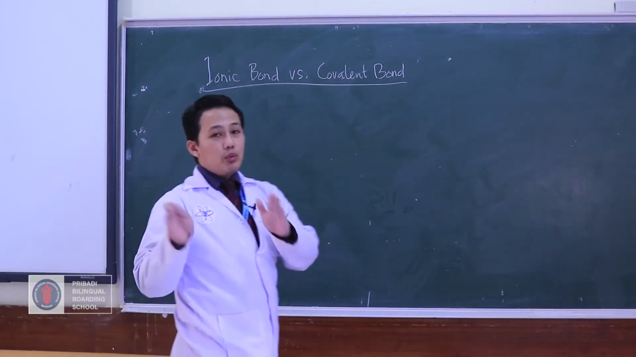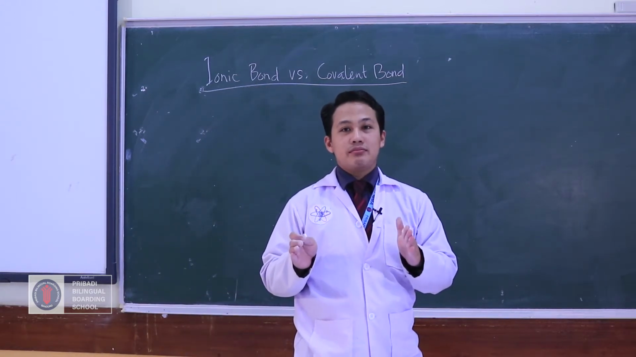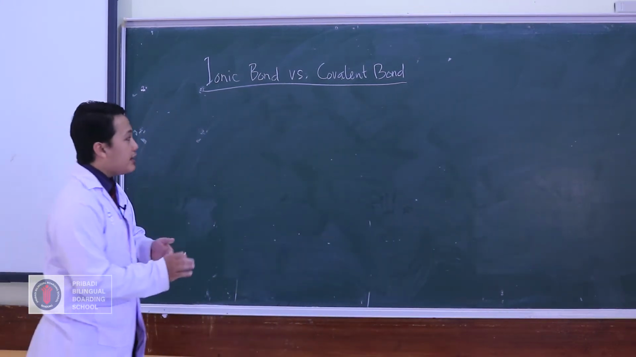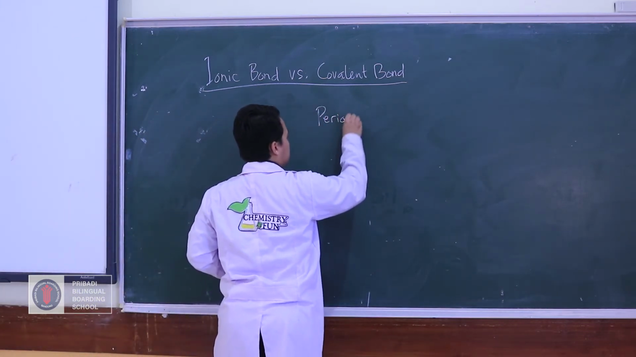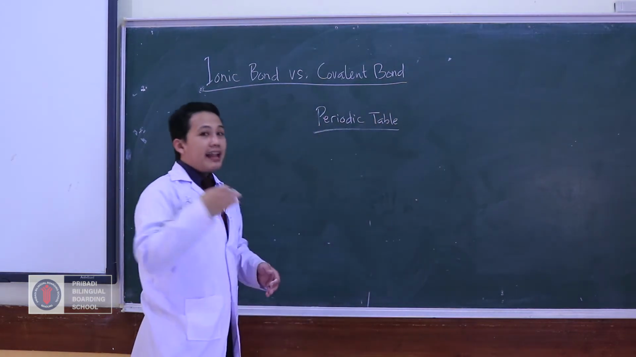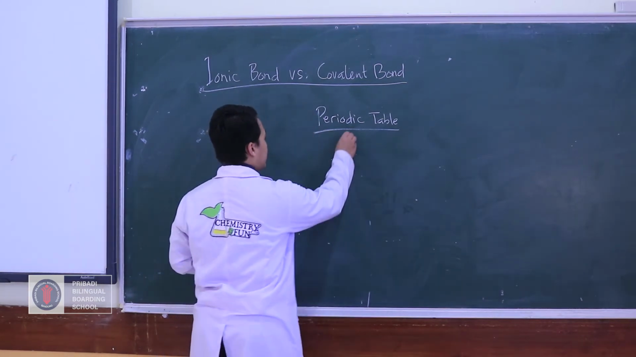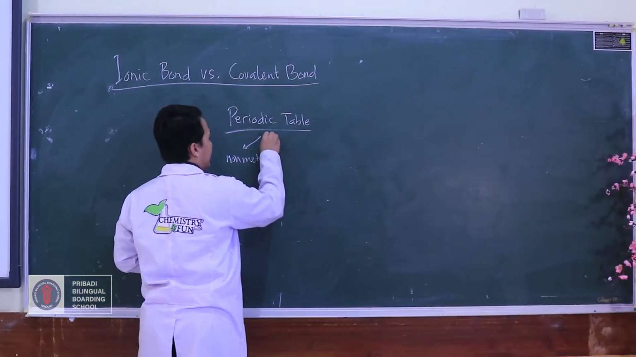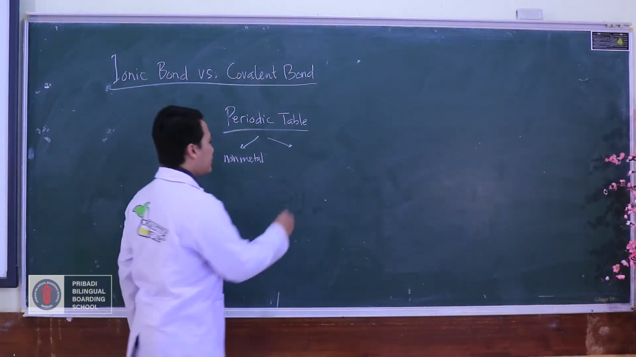We know that between atoms or between elements, they will have a kind of interaction. Okay, so that interaction is called a bond. And then in the periodic table, the elements are categorized into two types of elements. The first one is non-metal, and then the second one is, if there is non-metal, of course the second one is going to be metal.